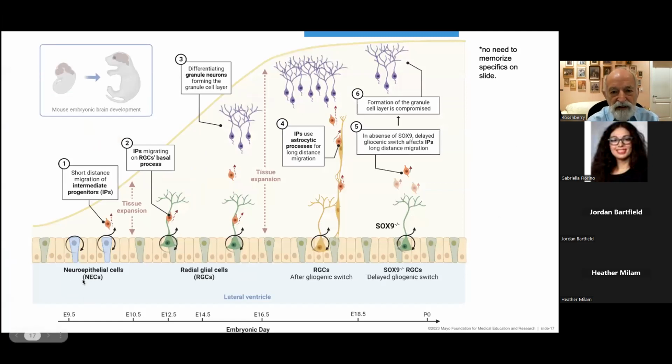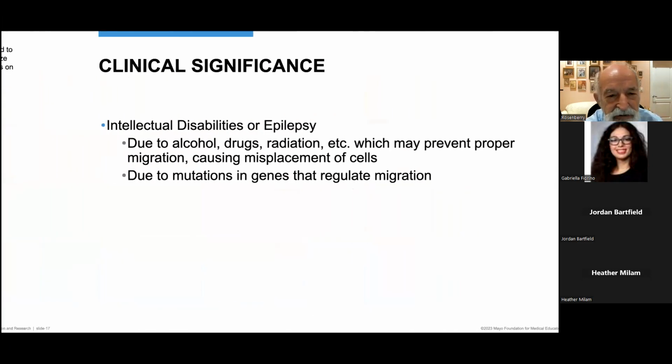No need to memorize specifics on this slide, so I won't go over it. You see a 6-step process.